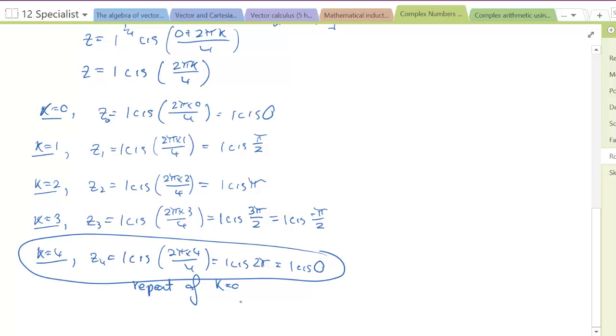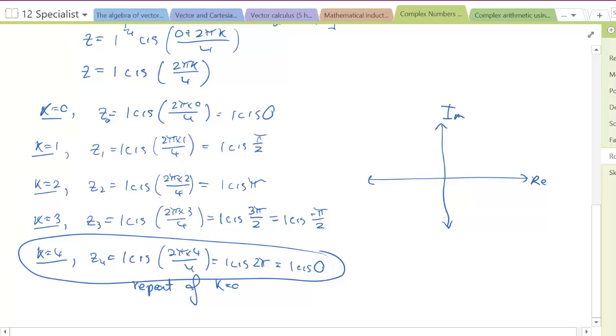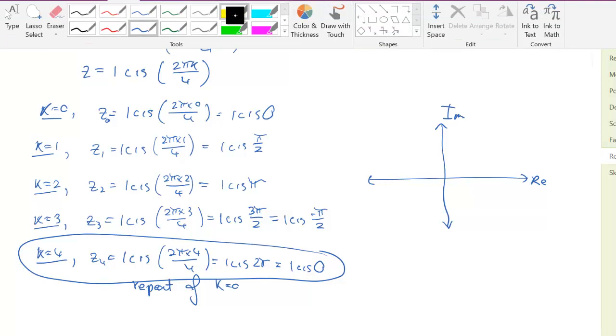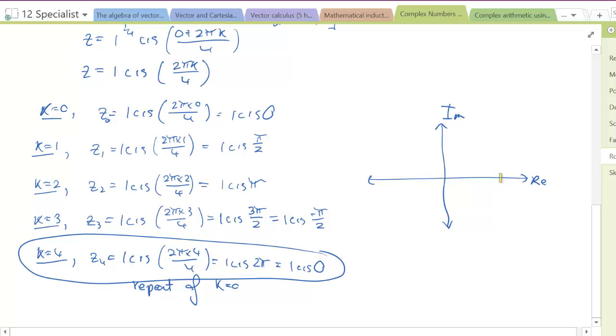So we have that periodic or infinite repetition of those same unique solutions. Now if we were to sketch this out on the Argand diagram, so real and imaginary, you will be able to see this pattern. So this first solution, 1 cis 0, second solution, 1 cis pi on 2, third solution, 1 cis pi, and then the fourth solution, 1 cis negative pi on 2.